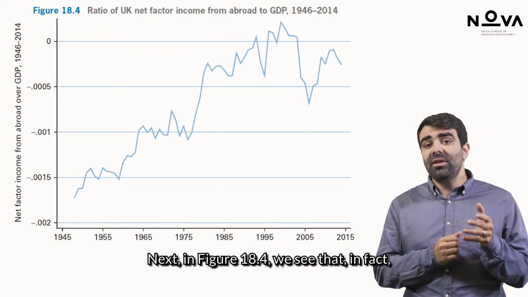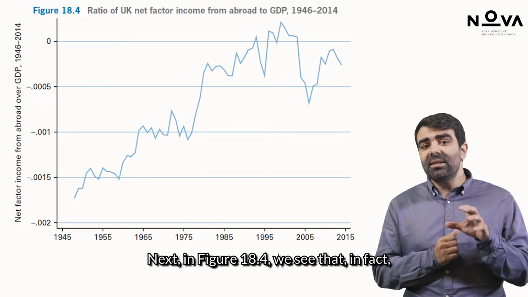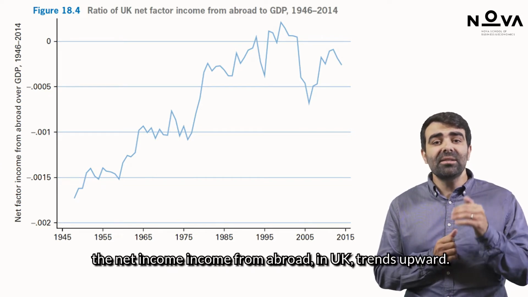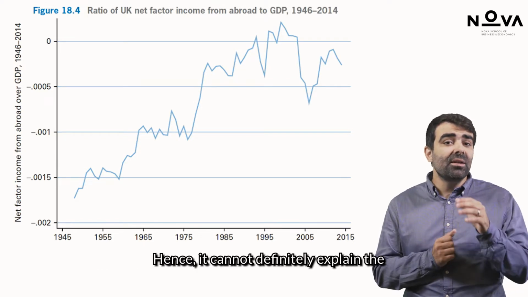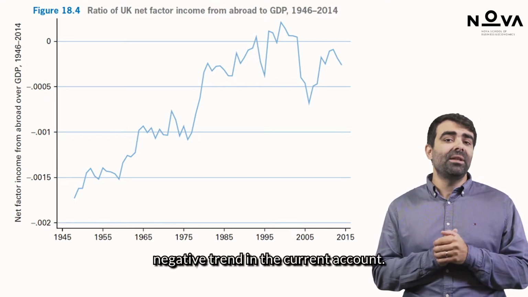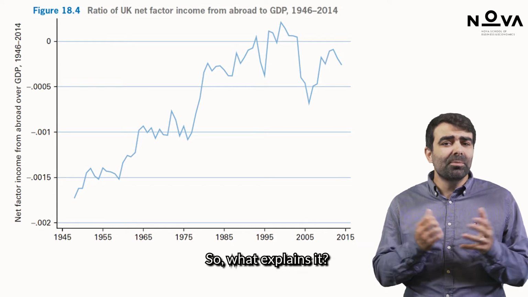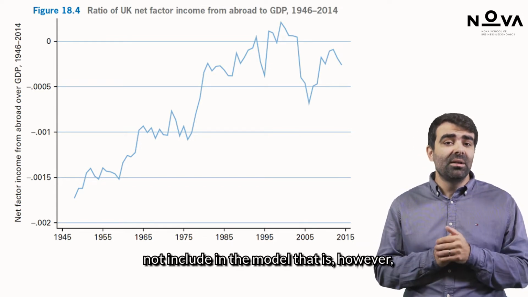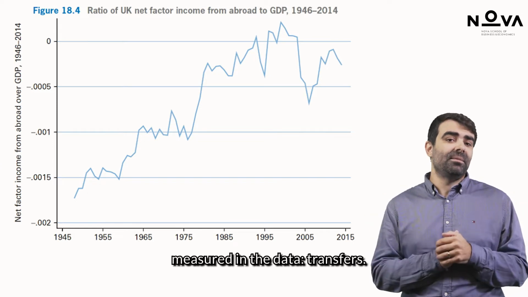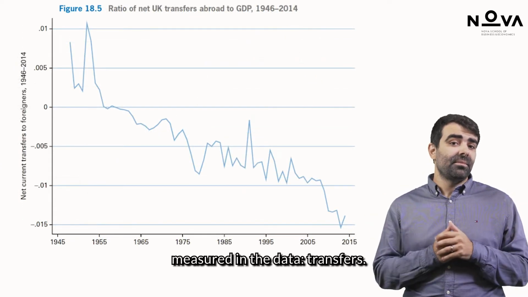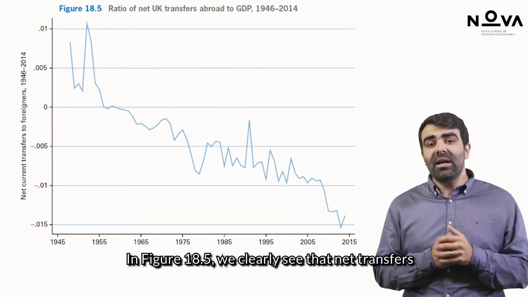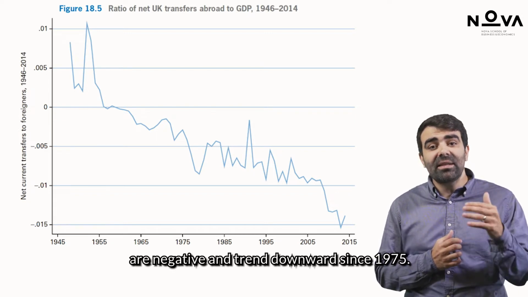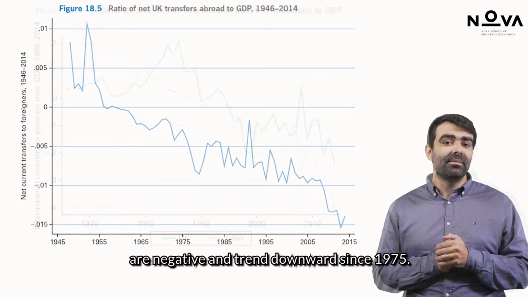Next, in figure 18.4, we see that in fact the net income from abroad in UK trends upward. Hence, it cannot definitely explain the negative trend in the current account. So what explains it? It turns out it is something we did not include in the model that is however measured in the data: transfers. In figure 18.5, we clearly see that net transfers are negative and trend downward since 1975.